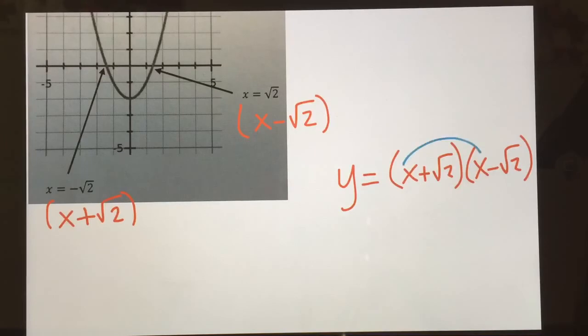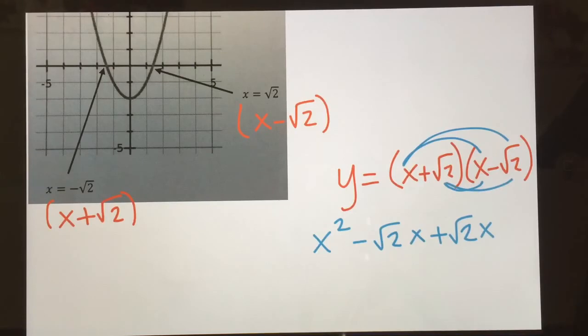So x times x is x squared. x times negative square root 2 would just be negative square root 2x. So just like any normal number, when you multiply it by x, that number just goes right in front of it. It becomes the coefficient. So positive square root 2 times x would be positive root 2x.